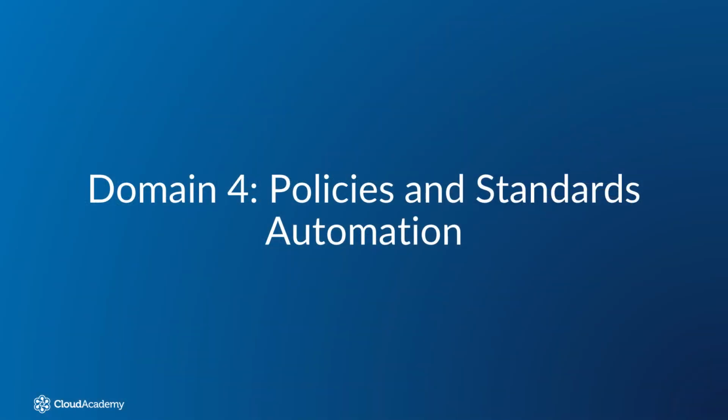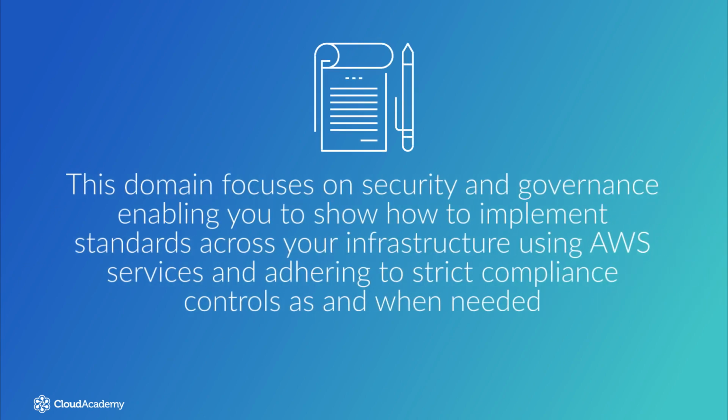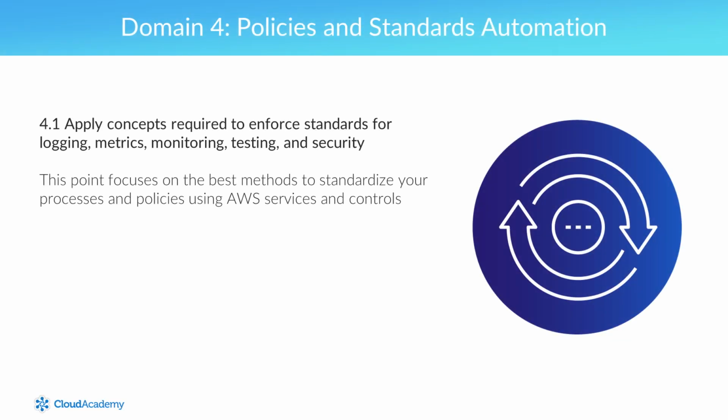Domain 4. Policies and Standards Automation. This domain has a focus on security and governance, enabling you to show how to implement standards across your infrastructure using AWS services and adhering to strict compliance controls as and when needed. It also has a requirement that requires you to show how you could implement this through the use of automation methods. Apply concepts required to enforce standards for logging, metrics, monitoring, testing and security.